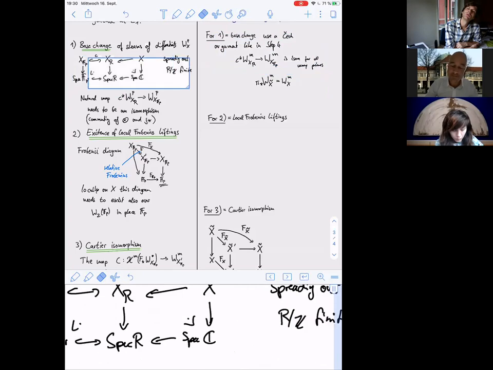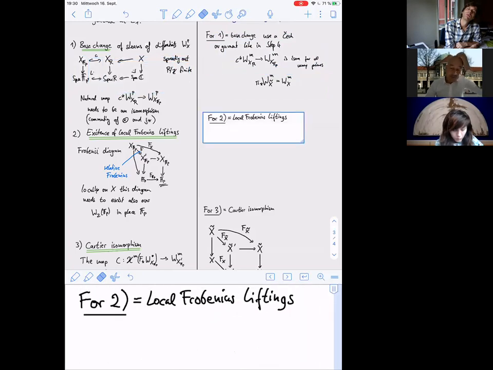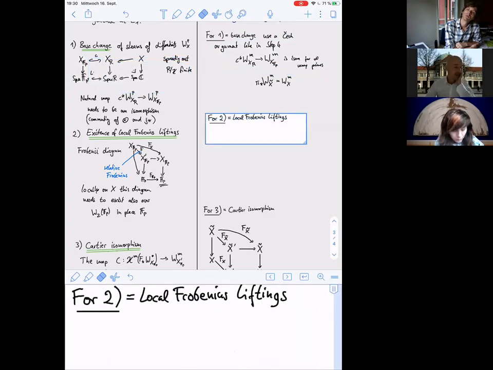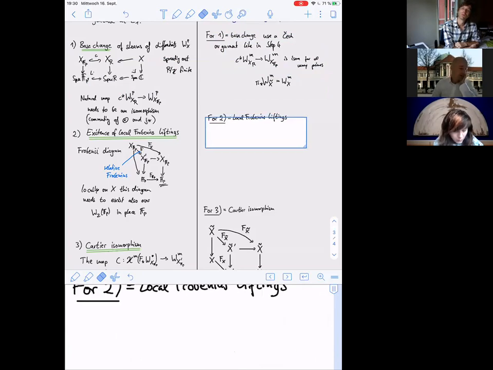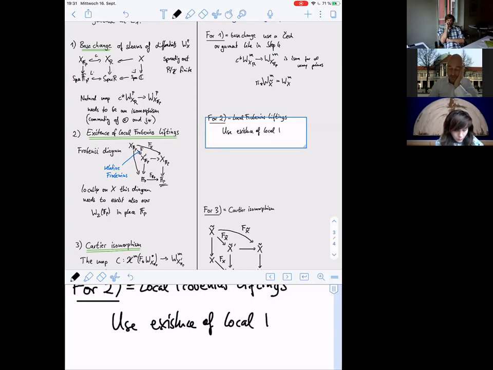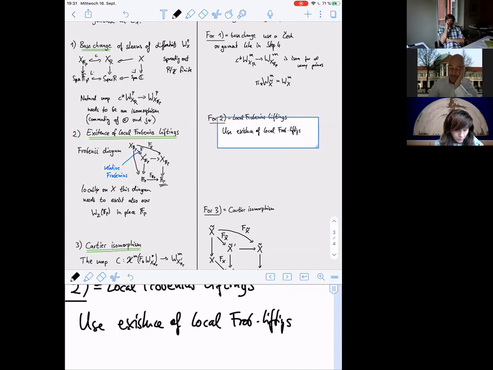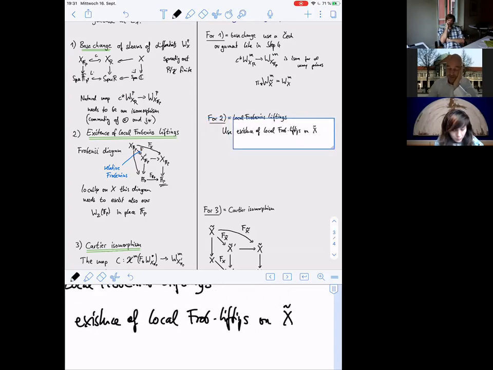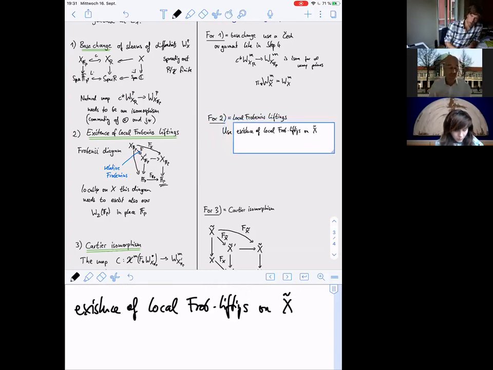This diagram works. Then the next step, we need the local Frobenius liftings. Similar situation again, you want to push down from upstairs. So we use the existence of local Frobenius liftings upstairs on the log-smooth space. All these statements are local, as you see. I'm working with local situations. Locally, we have a resolution, it's log-smooth. On log-smooth spaces, locally there exist Frobenius liftings.